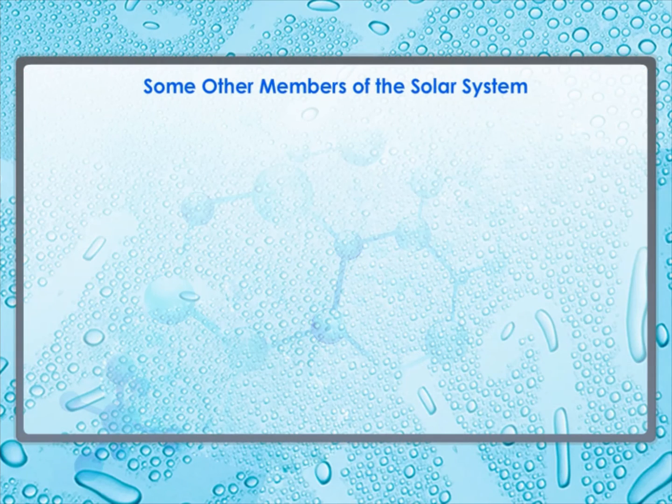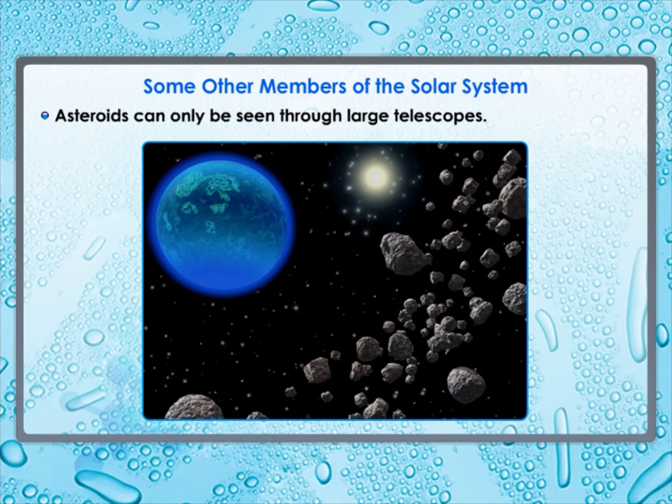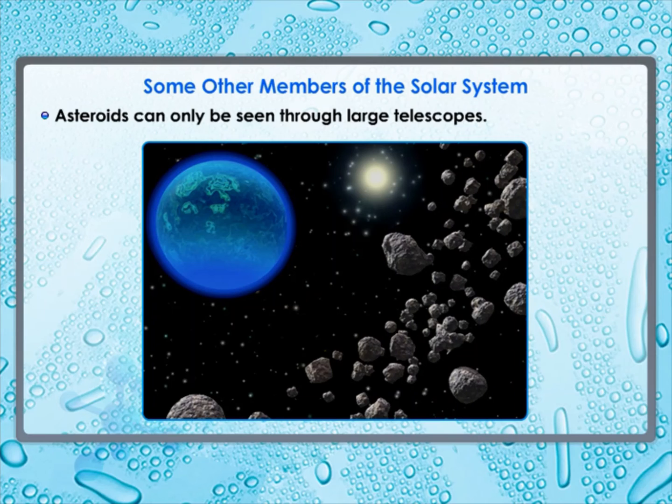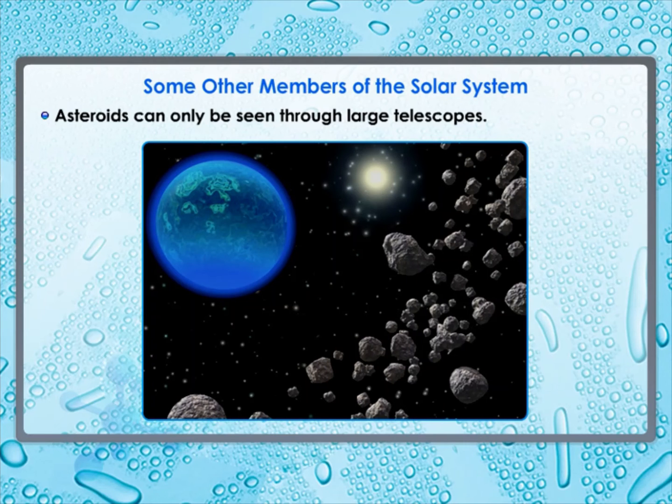Some other members of the solar system. There are some other bodies which revolve around the Sun. They are also members of the solar system. Let's discuss asteroids. There is a large gap in between the orbits of Mars and Jupiter. This gap is occupied by a large number of small objects that revolve around the Sun. These are called asteroids. Asteroids can only be seen through large telescopes.